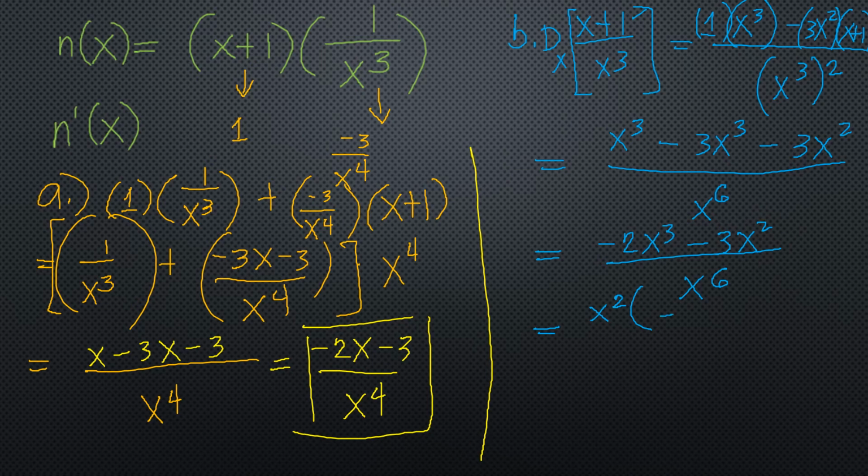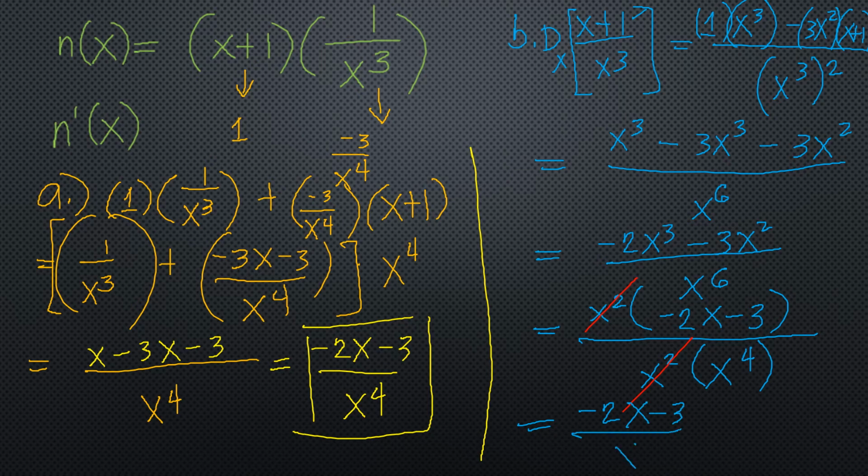So this will now be negative 2x minus 3. So if we factor the denominator, x raised to 6, it will become x raised to 2 times x raised to 4 using the rule of power. Power for exponent 2 plus 4 is 6. Now cancel out x squared here. So we now have negative 2x minus 3 over x raised to 4.